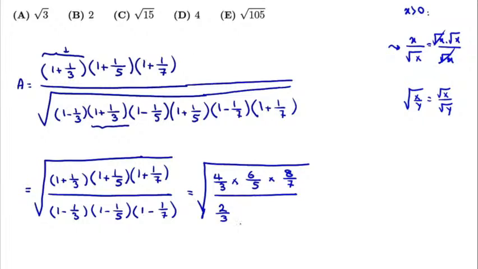And 2 over 3. The next one is 4 over 5. The next one is 6 over 7. Now, if you simplify, 3, 5, 7 will be cancelled with 3, 5, 7. Now, 4 will cancel with this. 6 will be cancelled with this. It will be square root of 8 over 2, which is 4. The square root of 4 is 2. So the answer is B.